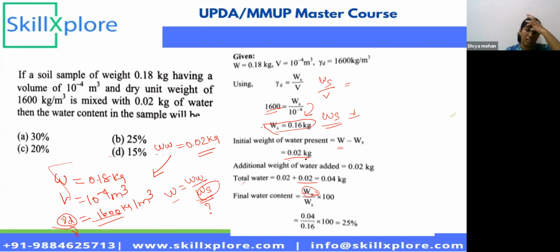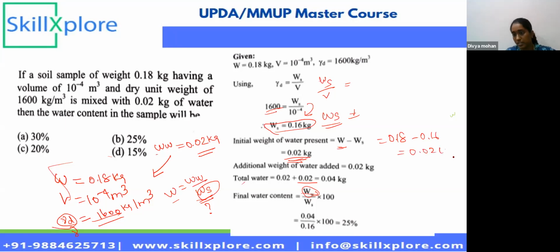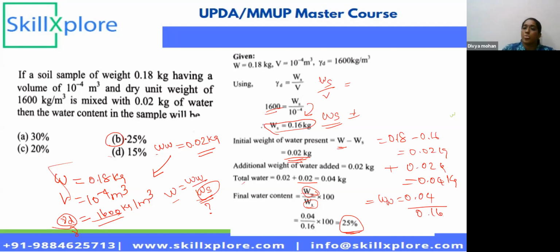So only by subtracting it from the original weight, W minus Ws is equal to, the original weight is 0.18 kg minus Ws is 0.16. So the initial weight of water present in it is 0.2 kg. And then we are adding some additional 0.2 kg. So the total is 0.04 kg. Okay. So the final water content is nothing but Ww, which will be 0.04, to the weight of solids, 0.16. So it is 25%. The answer is B.